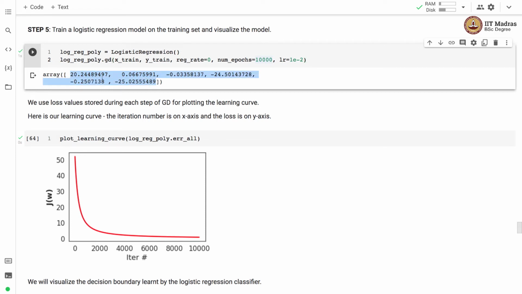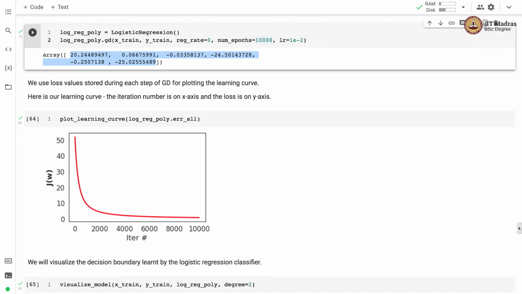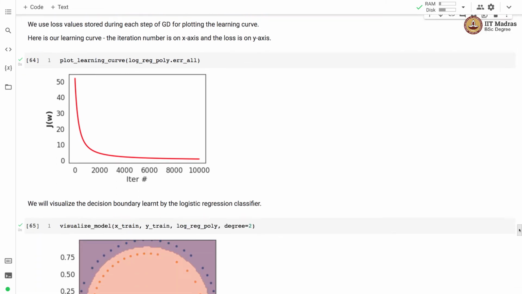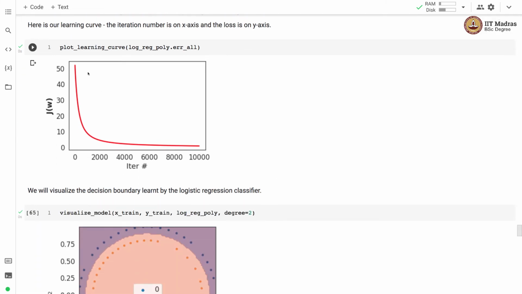And you can see that there are 6 different values in the weight vector that is printed out here, corresponding to 6 features that we learned from the polynomial transformation. So here we have plotted the learning curve with the iteration number on the x-axis and loss on the y-axis. So after 10,000 iterations or 10,000 epochs, we have reached almost a zero training error.